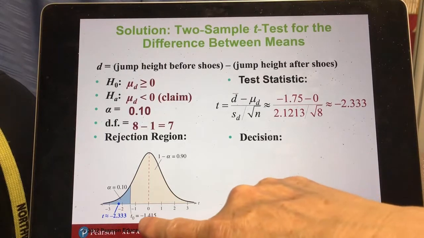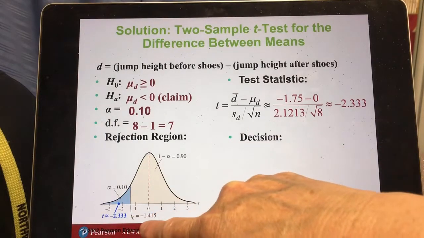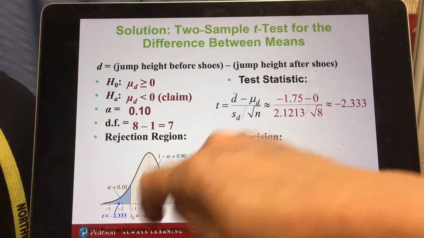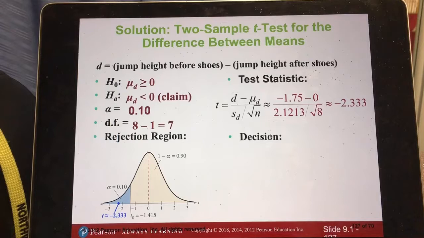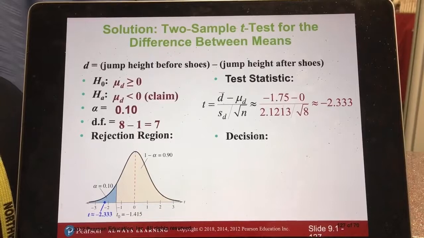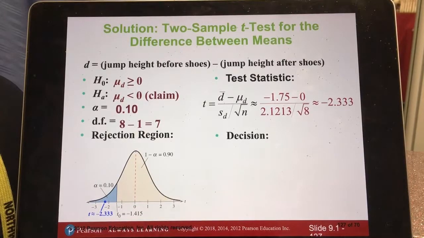So if we look at this, we've got our critical value, negative 1.415. We've got our rejection region there. We got negative 2.33 as our test statistic. It is in the blue area. It is rejected. So we must reject our null hypothesis. And the null hypothesis was not the claim. So since we reject the null hypothesis, it looks like the claim is good.